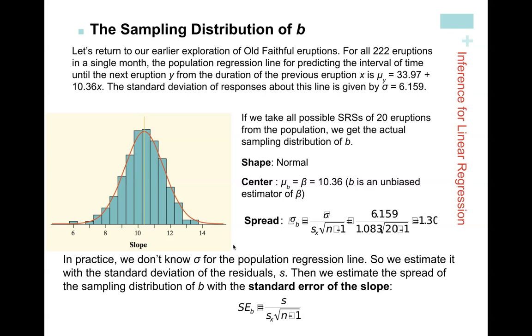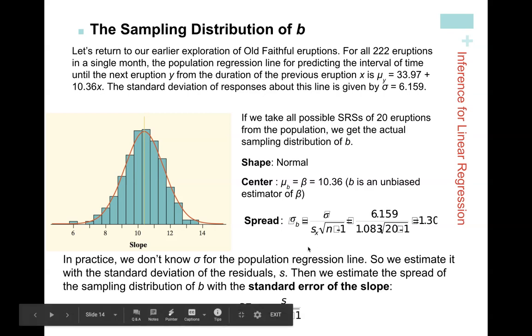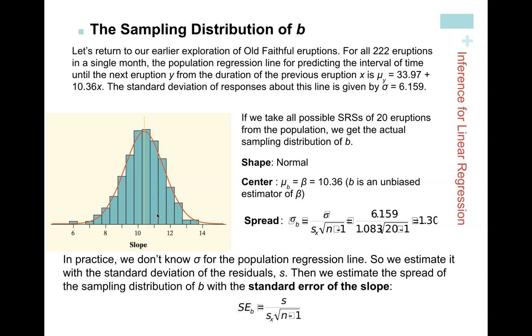What is our spread? Here is your formula for spread. You want to write this in your notes. The spread of this entire sampling distribution is sigma over Sx times root n minus 1. In this case we actually know sigma, but that's for instructional purposes only. In the real world and in actual problems, you're never going to know sigma.